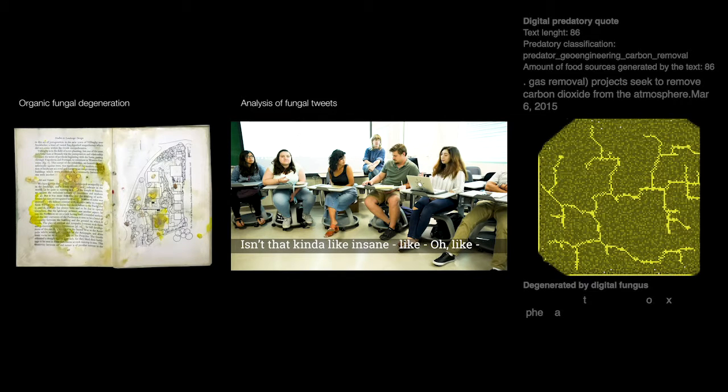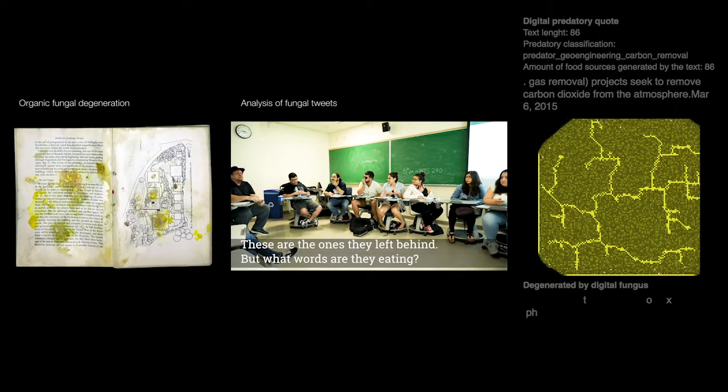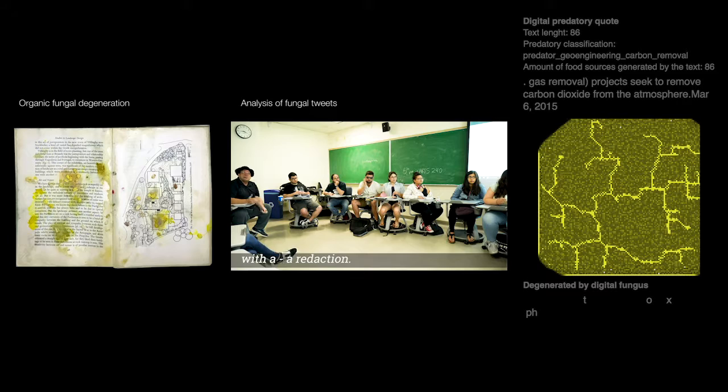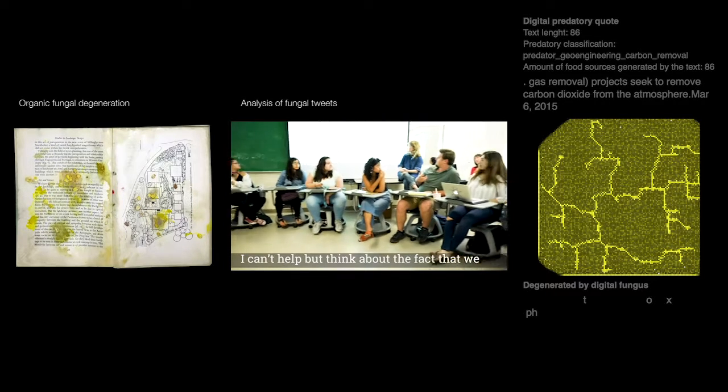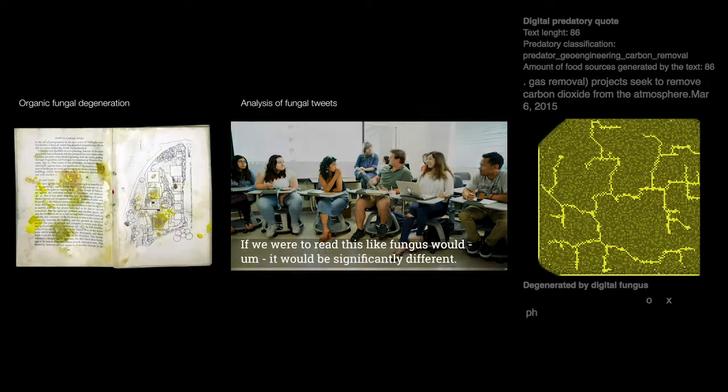Isn't that kind of insane? Like, or we know what we're doing. What words are being consumed? These are the ones that are left behind, but what words are being eaten? Yes, that's always our question with redaction, right? Like what was the government trying to say in a document? I can't help but think about the fact that we read this like humans do. If we were to read it like fungus would, it would be significantly different.